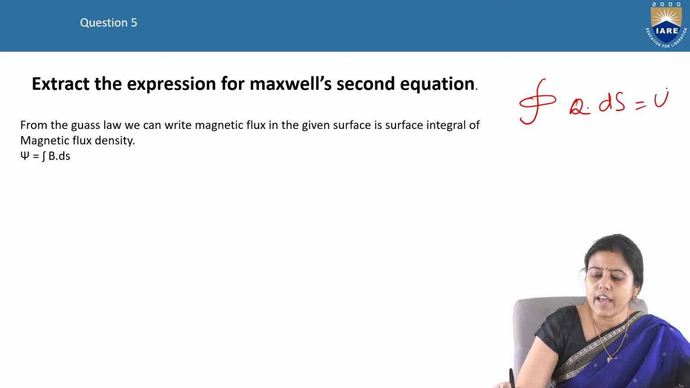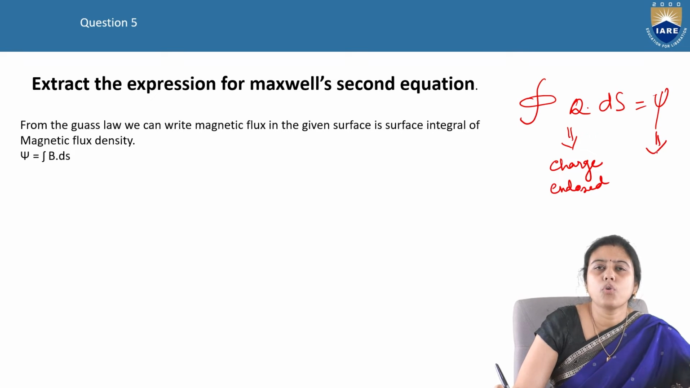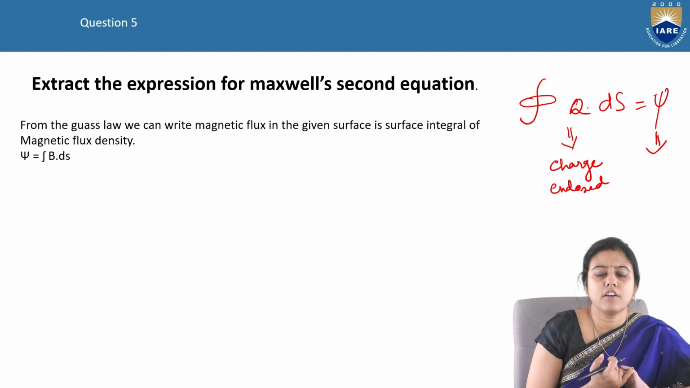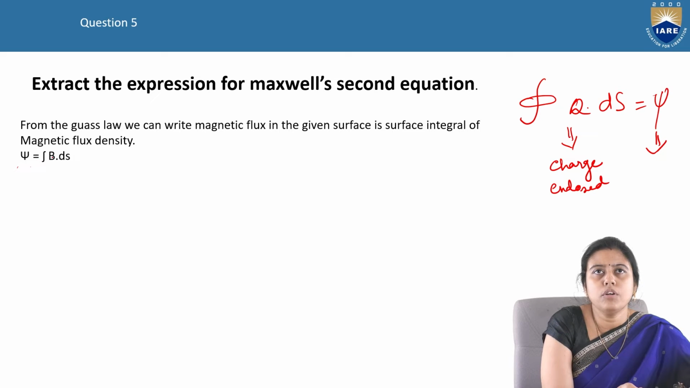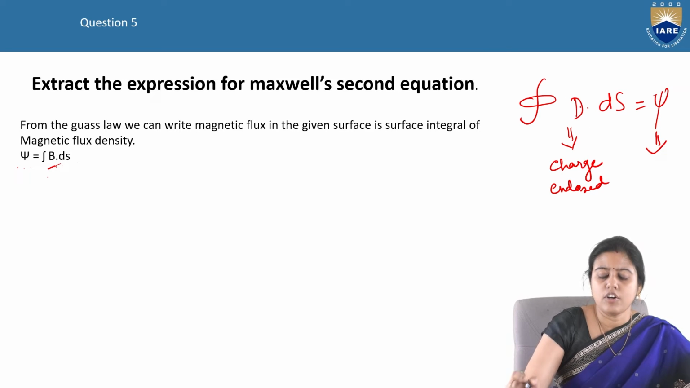So what is psi? Psi is equal to the charge enclosed. Psi is the total lines of flux. So the integration of D dot ds is equal to psi. Now if we go for the magnetic flux density, psi is equal to B dot ds, whereas for the electric flux density it is D dot ds.